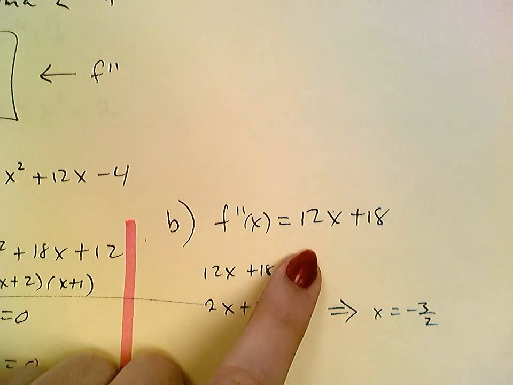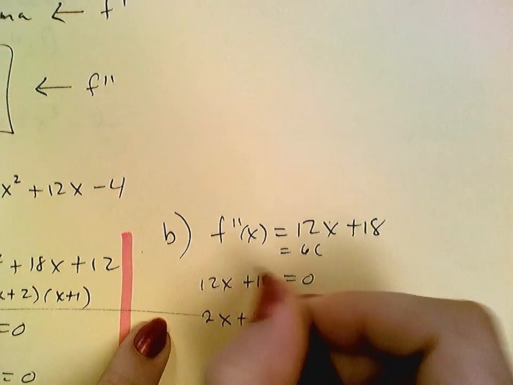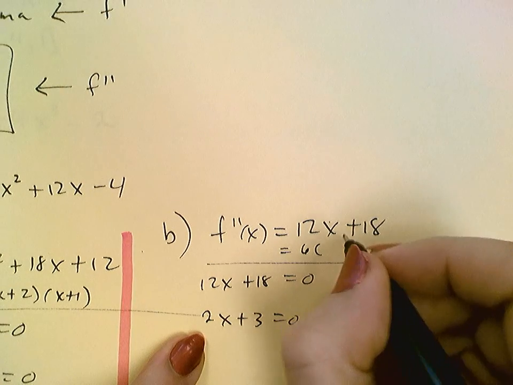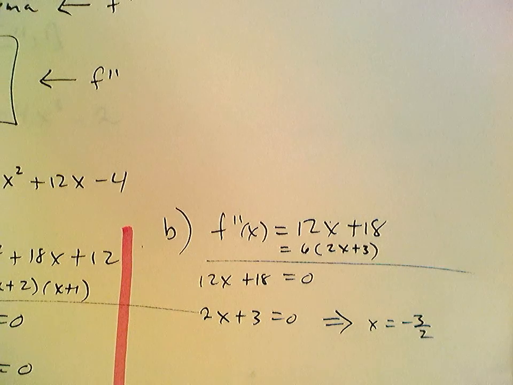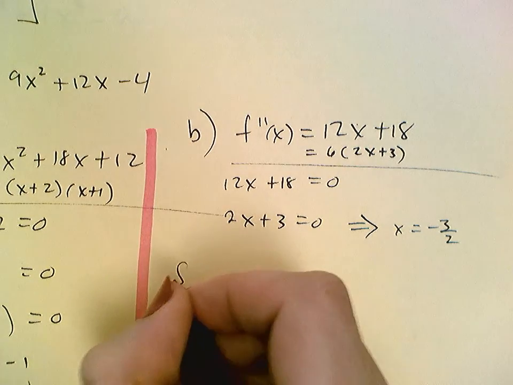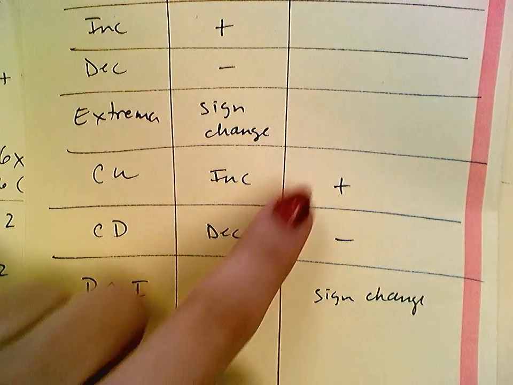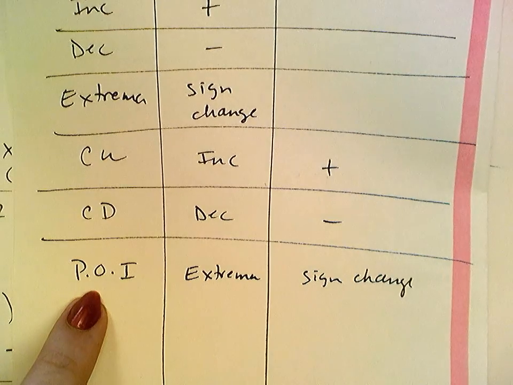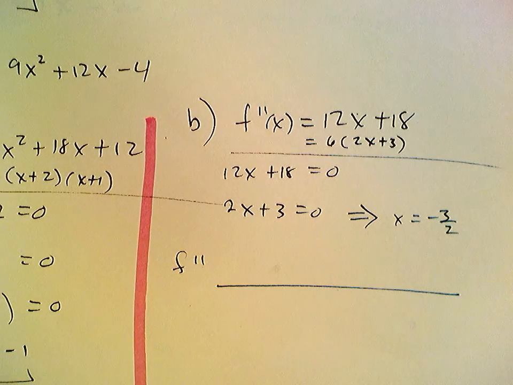All right, and I'm going to go back up here and factor this a little bit further, because when you're doing the number line test, it helps to use the factored form. Okay, so now to figure out where the function is concave up or concave down, I need to know where the second derivative is positive or negative. And for a point of inflection, I want a sign change on the second derivative.